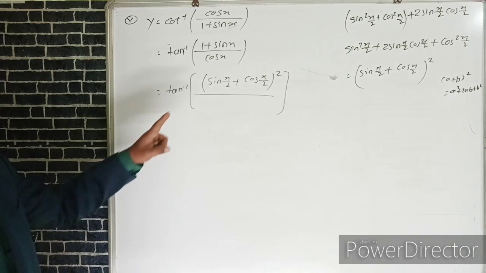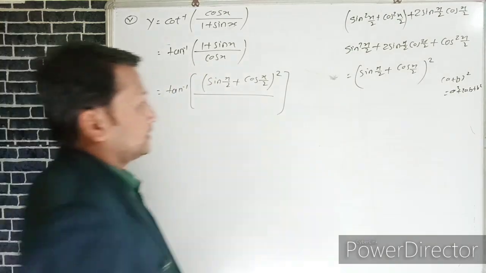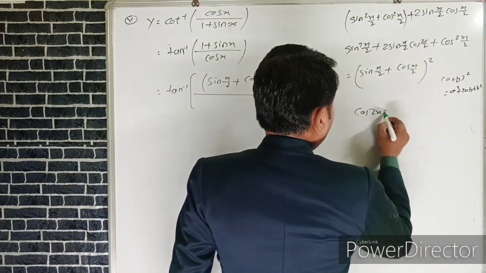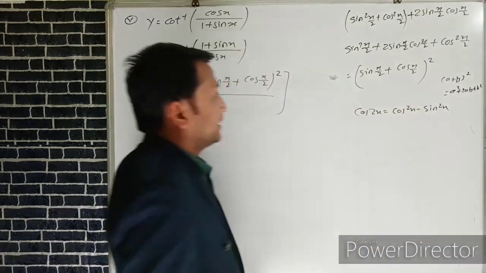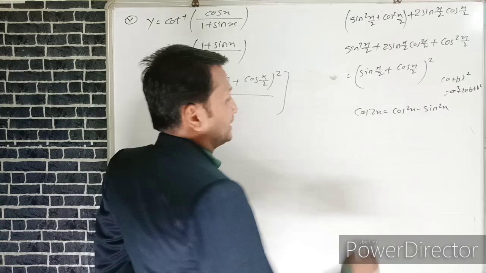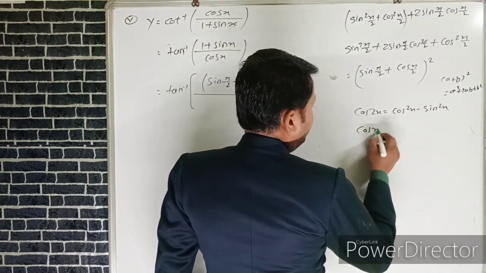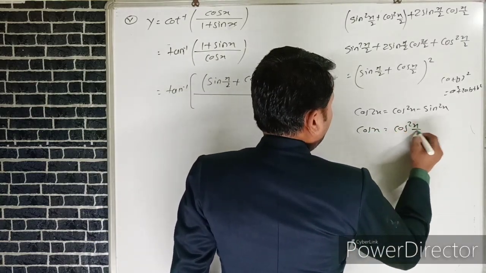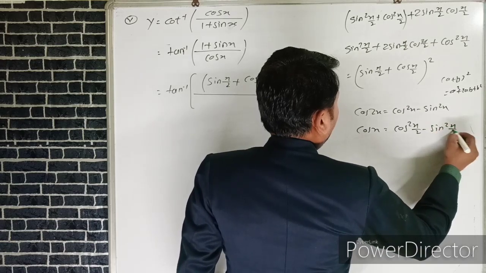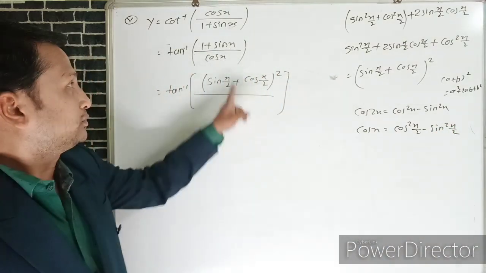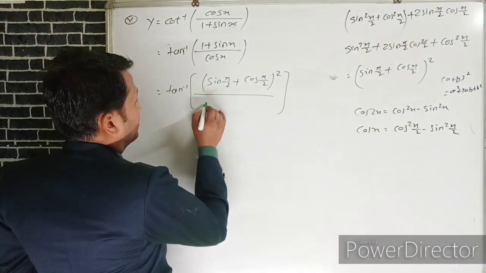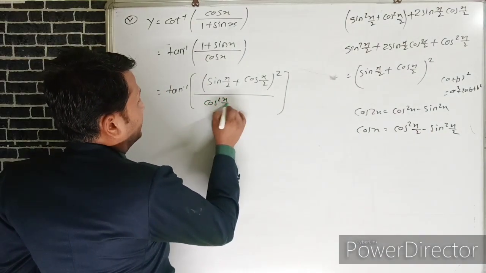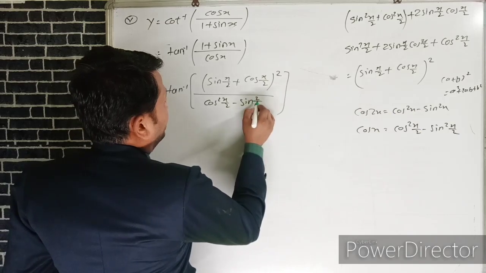Now upon cos x, we know that cos 2x is equal to cos square x minus sin square x. Here the common angle is x by 2, hence we can write cos x is equal to cos square x by 2 minus sin square x by 2. We replace cos x by cos square x by 2 minus sin square x by 2.